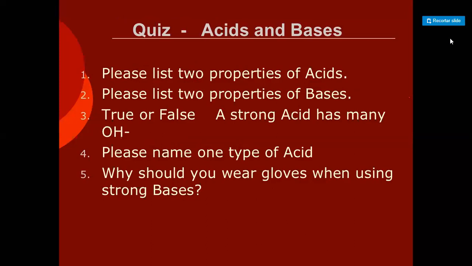Now, this is a quiz. Please list two properties of acids. Will you all please take down these questions? The first two: please list two properties of acids. Please list two properties of bases.